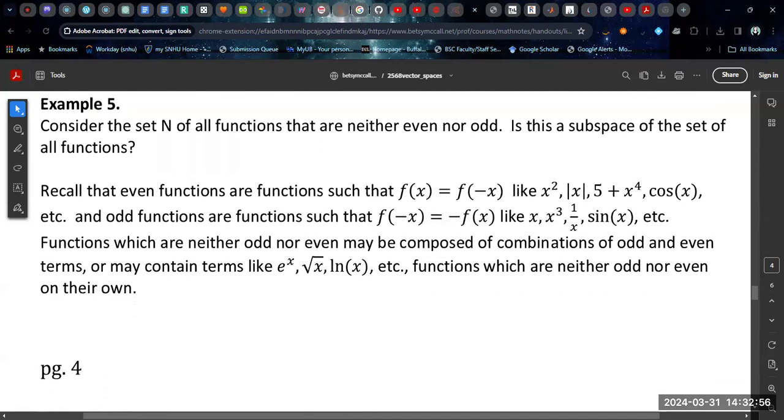Now, another example that's a little bit more abstract would be, consider the set N of all functions that are neither even nor odd. Is this a subspace of the set of all functions?